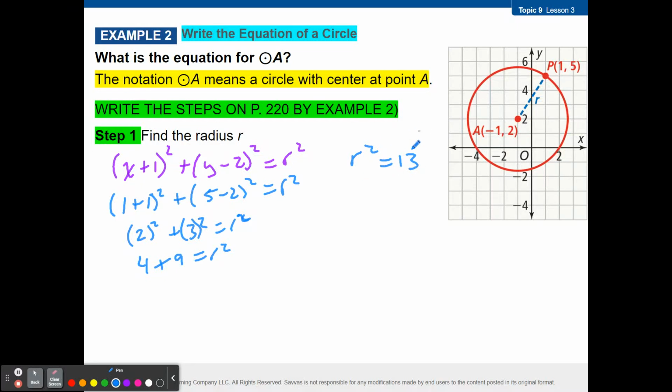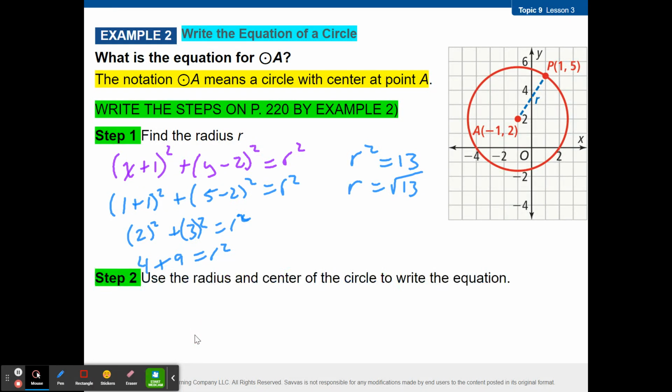Now, this is what I can physically put into the circle equation. I don't have to do it, but if we absolutely need r, it'll be the square root of 13. Okay? Do you guys see the difference there? And now that we have it, we can use that radius and the center to write the equation. So here I'm going to have x plus 1 squared plus y minus 2 squared equals 13. Any questions?